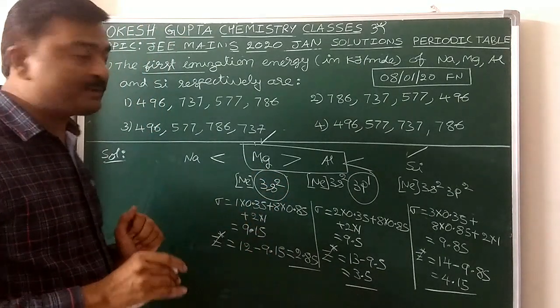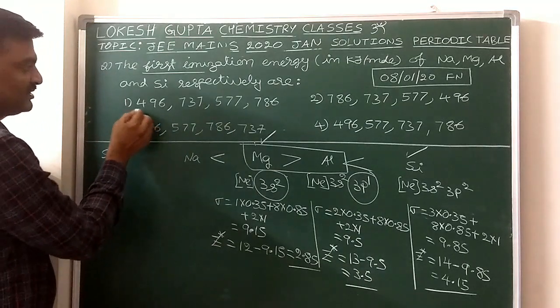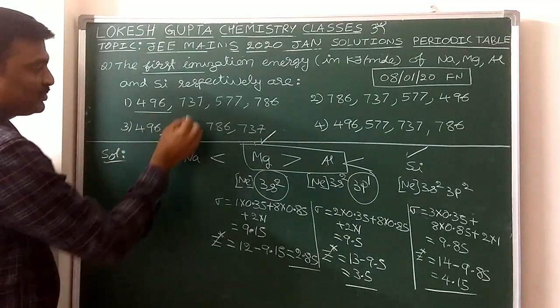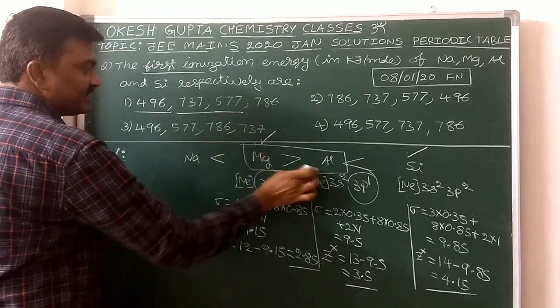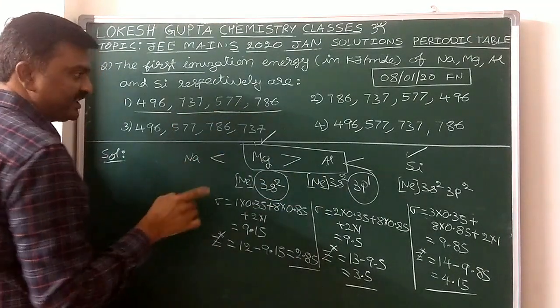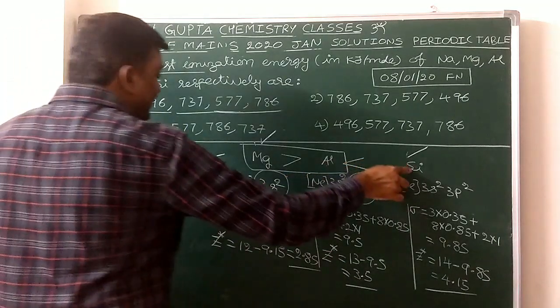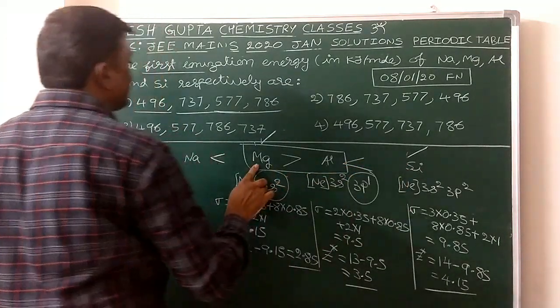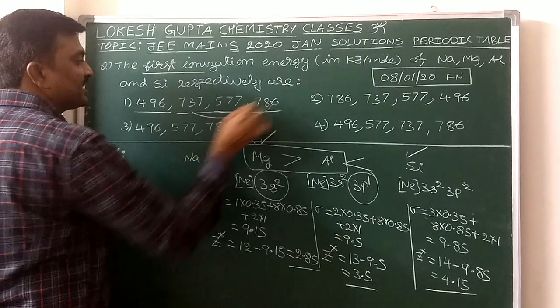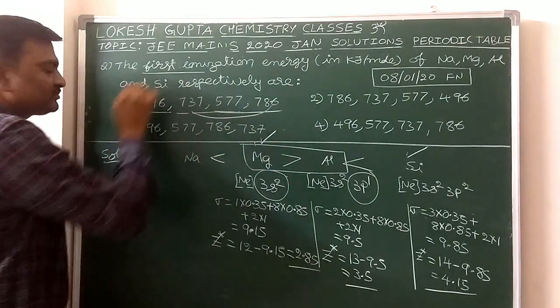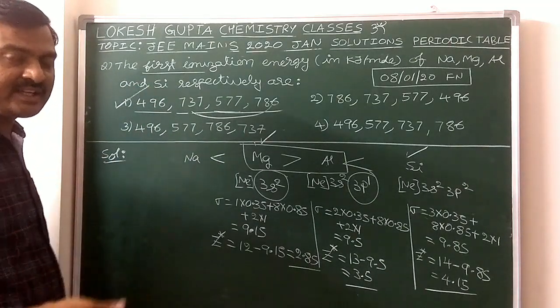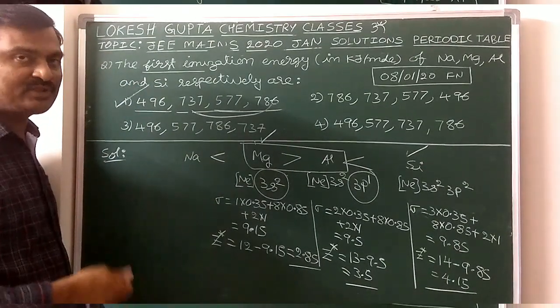This trend is satisfied by which option? See this one. If it is the sodium value, sodium to magnesium increased, magnesium to aluminum decreased, aluminum to silicon increased. And as I said, the ionization energy of silicon is more than that of magnesium also. So this condition is satisfied by the first option. So the correct answer is the first option. Come to the next question.